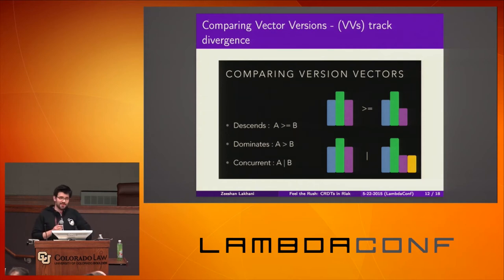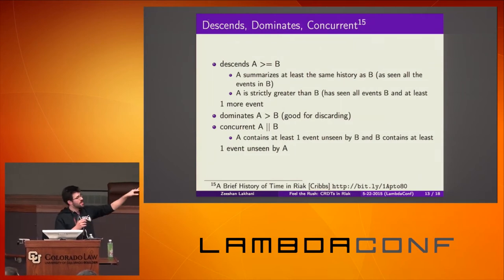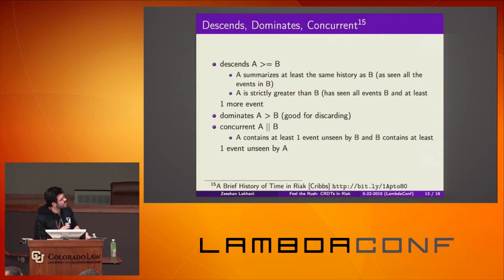This is going to be a whole talk in itself. Sean Cribbs gave a great one at RICON, and also at Berlin Buzzwords some years back, on eventually consistent data structures. But here are some basic concepts: descends, dominates, and concurrent. Descends is when A summarizes at least the same history as B, so it's seen all the same things at least.